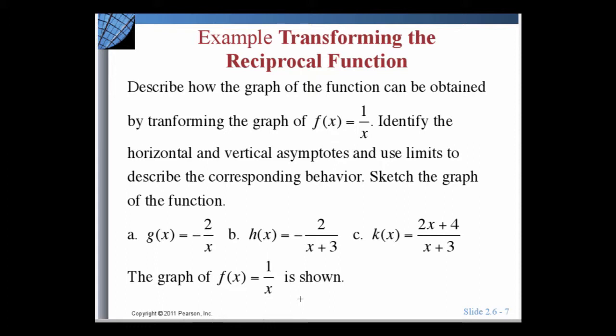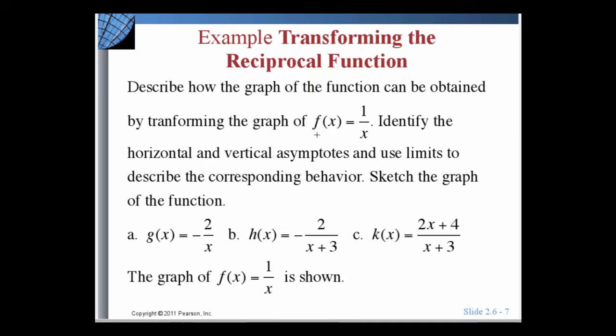So we can talk about transforming the reciprocal function or the parent function to get other functions. Describe how the graph of the function can be obtained by transforming the graph of f of x equals 1 over x. Identify the horizontal and vertical asymptotes and use limits to describe the corresponding behavior, and then sketch the graph of the function.